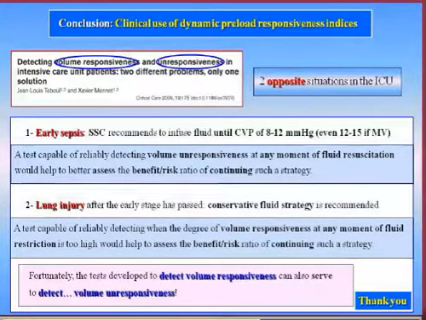And there is another opposite situation, which is lung injury after the early stage has passed, because you know that a conservative fluid strategy is recommended now. And a test capable of reliably detecting when the degree of volume responsiveness at any moment of fluid restriction is too high would help to assess the benefit-risk ratio of continuing such a strategy. And fortunately, the tests developed to detect volume responsiveness can also serve to detect volume unresponsiveness. And this is why I think that we can use all these tests, at least in these two different situations.